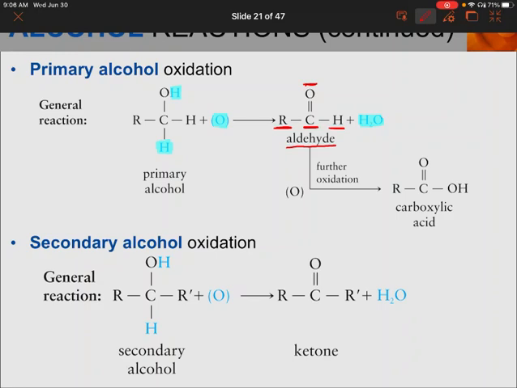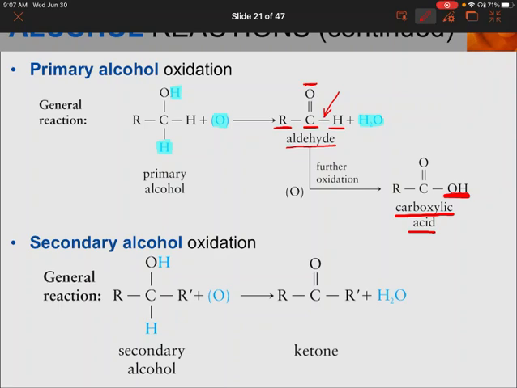But remember I said that we typically don't see this intermediate. We actually keep oxidizing, and we're going to add another oxygen right next to that hydrogen on the carbon. So we end up forming an OH group there. Now the aldehyde has become a carboxylic acid.